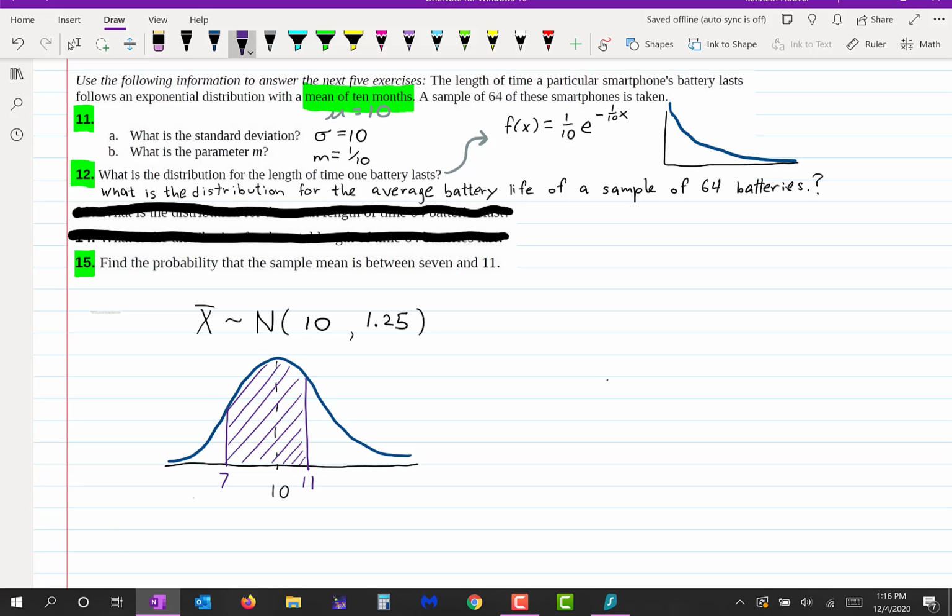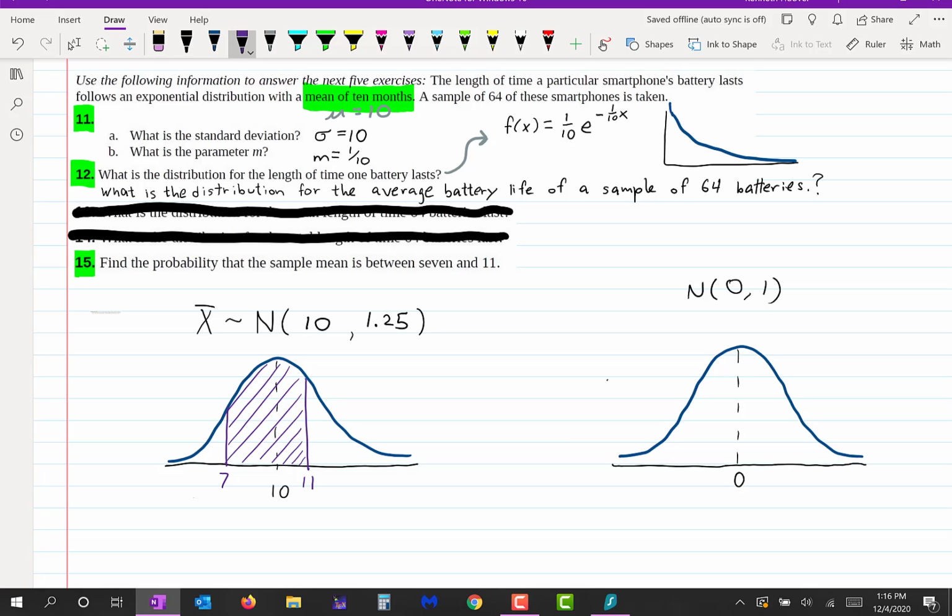Okay? Now, remember, when we look this up, we only have one normal distribution that we have access to, the answers. And that is the normal distribution with a mean of 0 and a standard deviation of 1. That's also called the standard normal distribution.